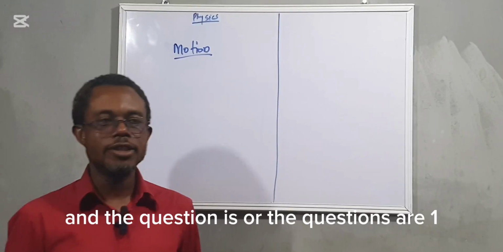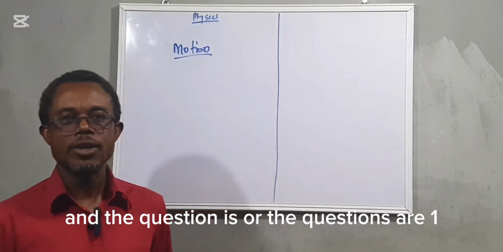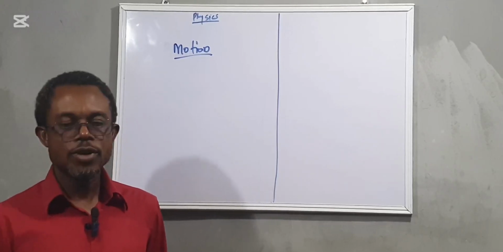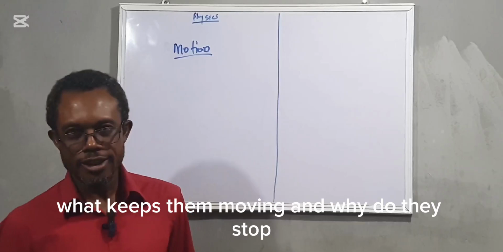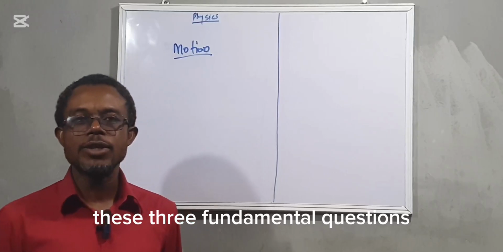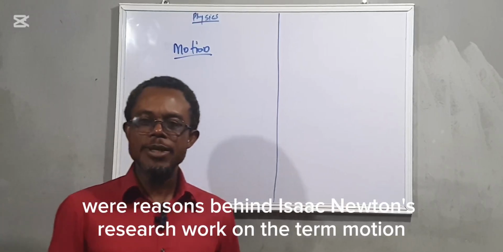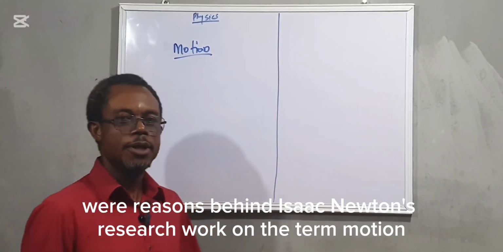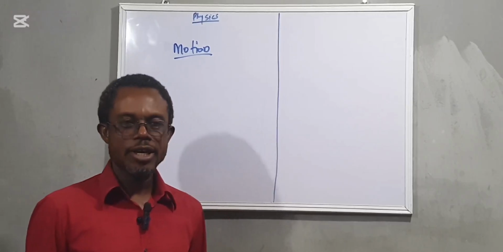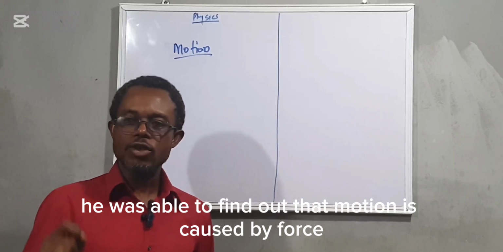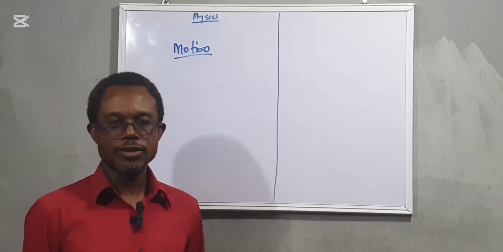Now, generally, there's a fundamental question about motion. The questions are: 1, why do things move? What keeps them moving? And why do they stop? These 3 fundamental questions were reasons behind Isaac Newton's research work on the term motion. He was able to find out that motion is caused by force.